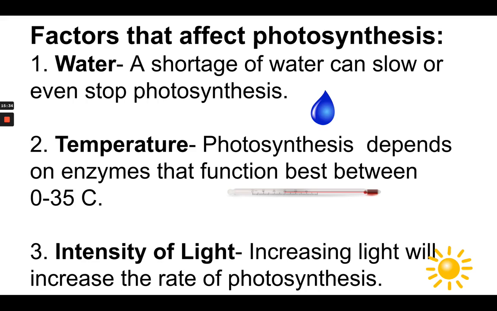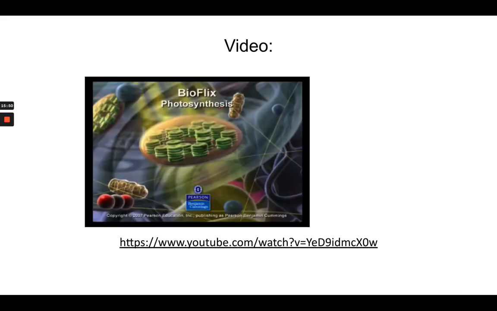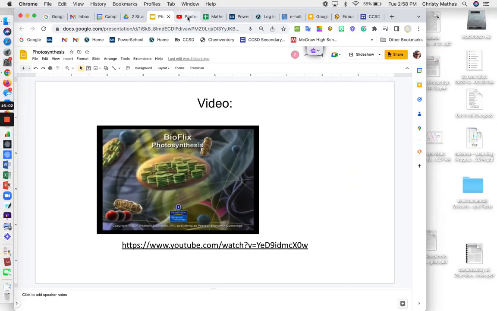The intensity of light can also change or affect the rate of photosynthesis. Increasing light, as a general rule of thumb, will generally increase the rate of photosynthesis. Now we're going to watch a video where we're going to look at photosynthesis in a simulated environment so that you can really see what actually provides us with food to eat and oxygen to breathe in this amazing process called photosynthesis.